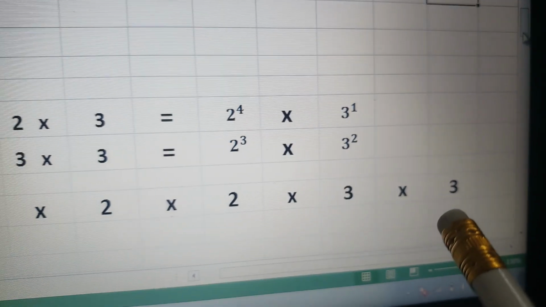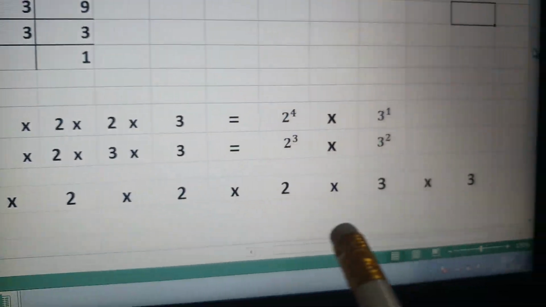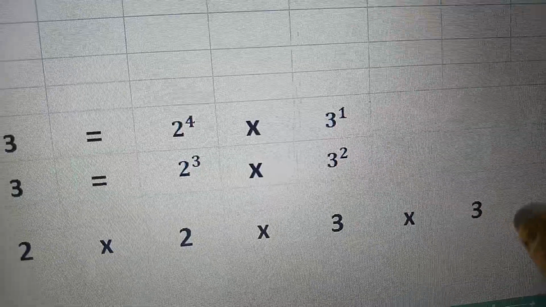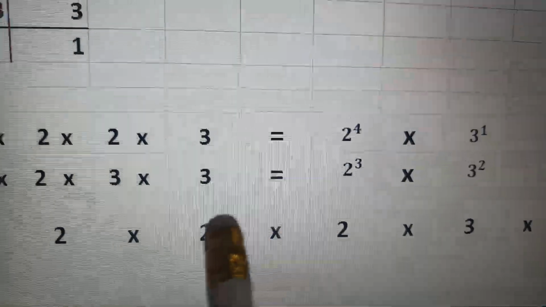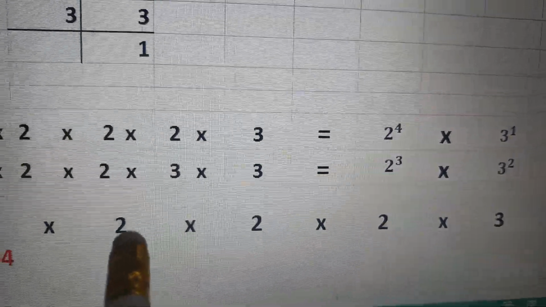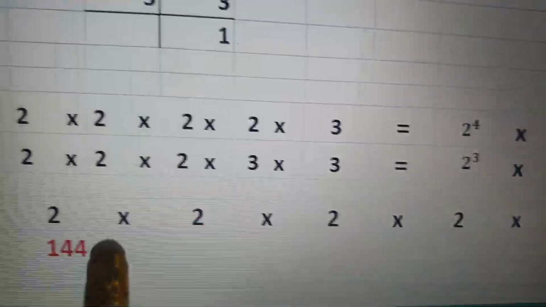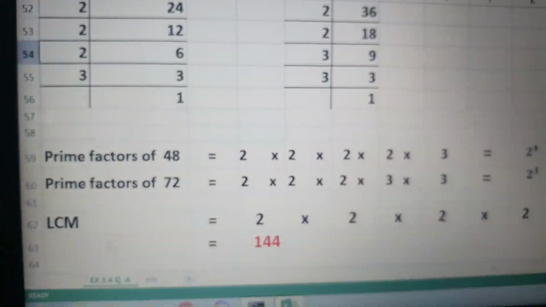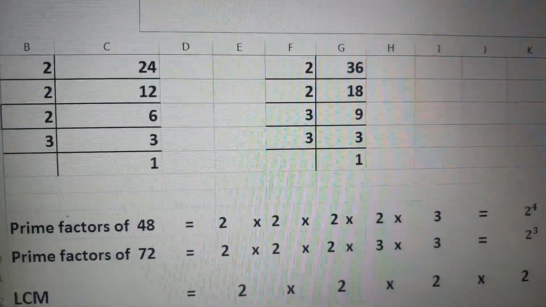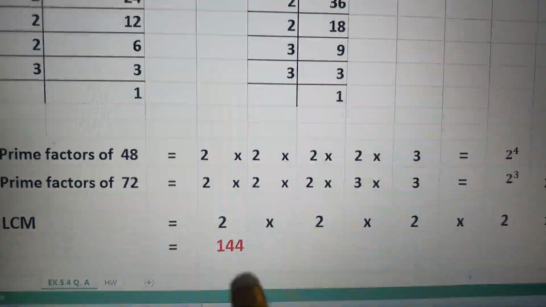So when we multiply all these numbers, we get the LCM. So 3 into 3 is 9, 9 twos are 18, 18 twos are 36, 36 twos are 72, 72 twos are 144. So the LCM of 48 and 72 is 144.